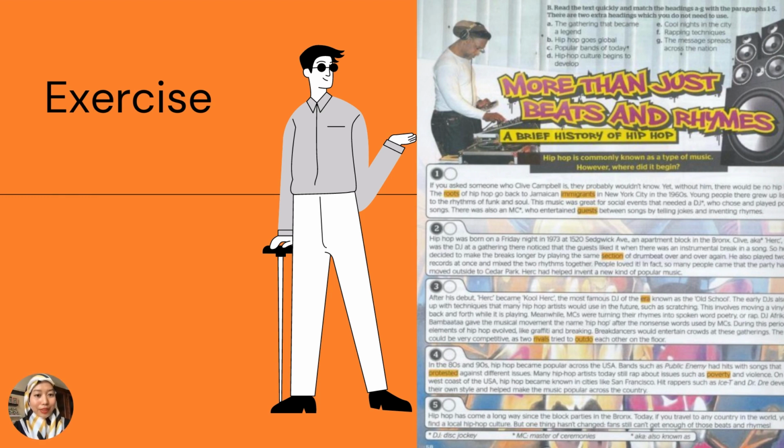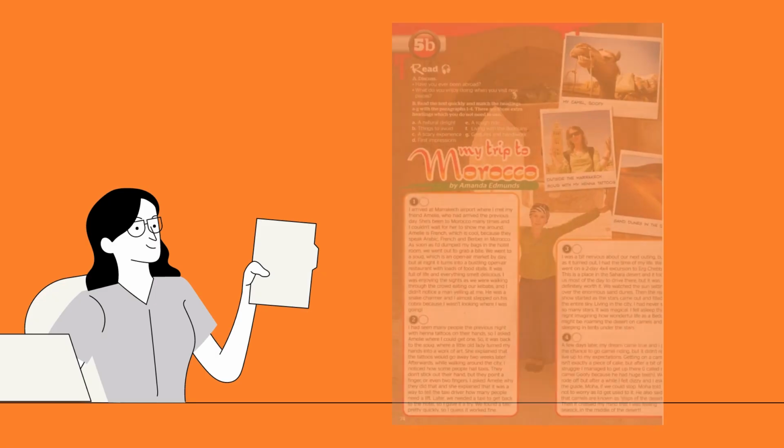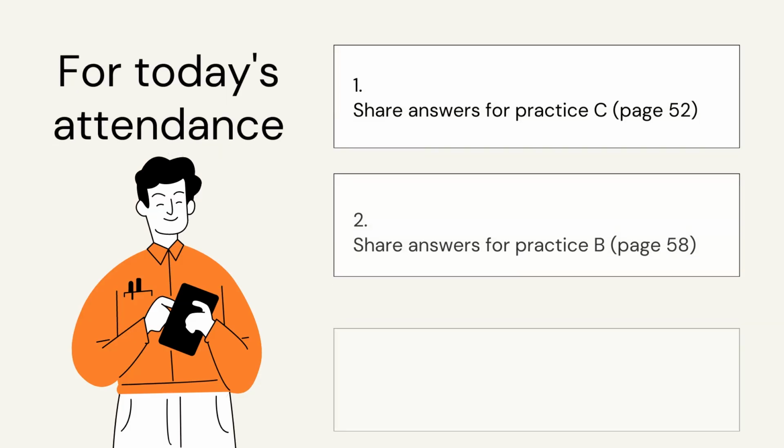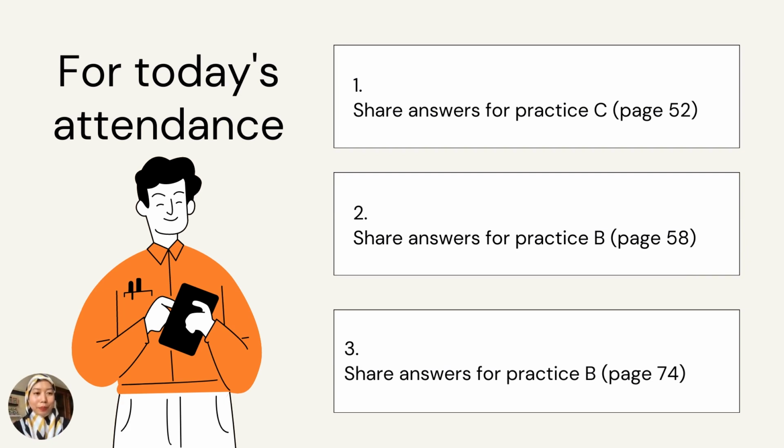Okay, so now this is the exercise for you. It is about the same activity as what I had done previously. There's this one, and then there's another one. For today's attendance, it is very simple. I want you to practice your reading for gist skills by first answering Practice C, page 52, Practice B, page 58, and also Practice B, page 74.